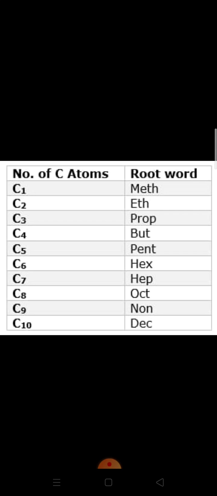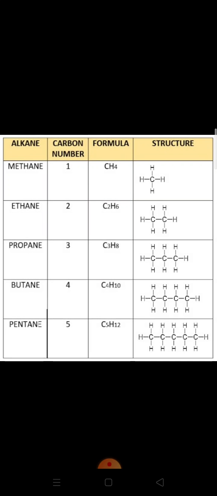And the suffixes we use according to alkane, alkene, alkyne. Means if a hydrocarbon contains all single bonds, means if it is alkane, then we will use the suffix ane. So if meth is there, it will just combine with ane and convert into methane, right? So here we have the first series, the homologous series of alkane.